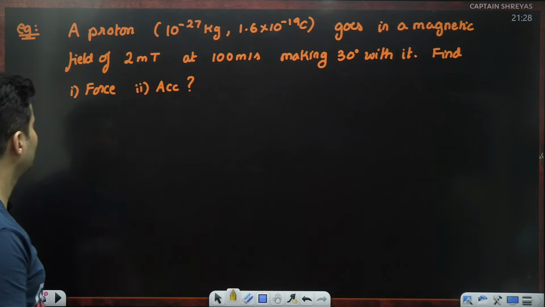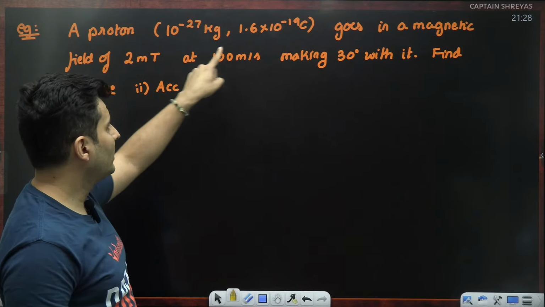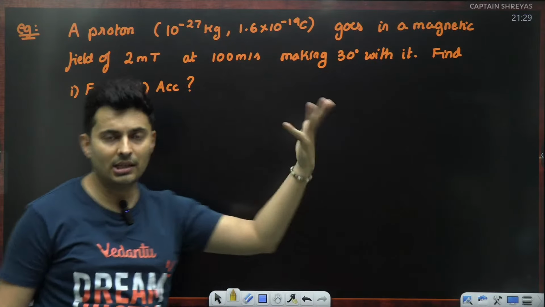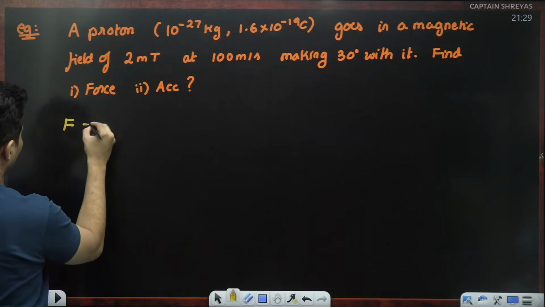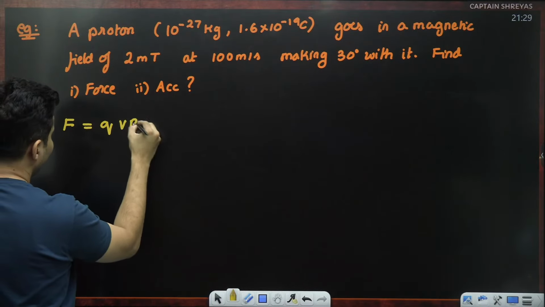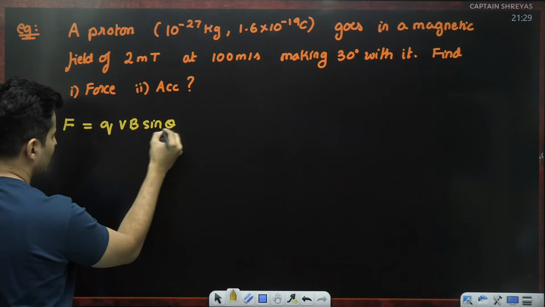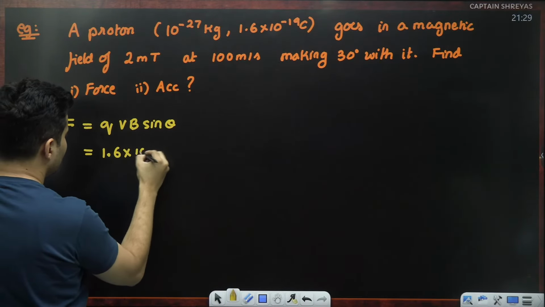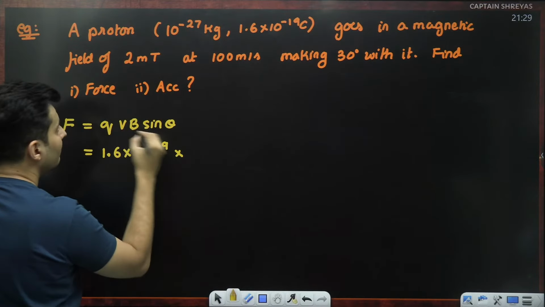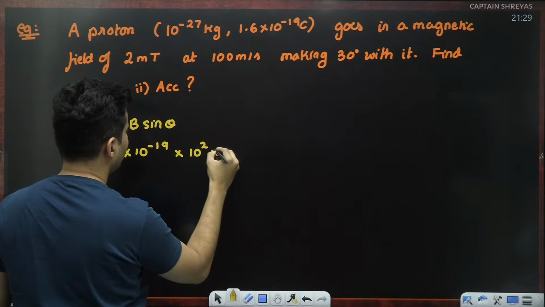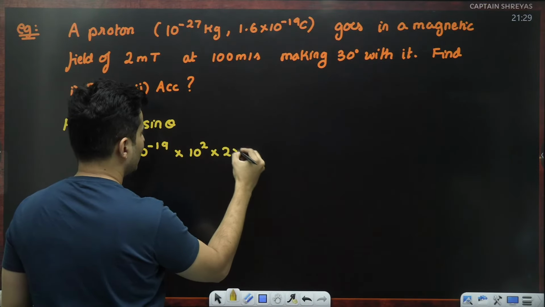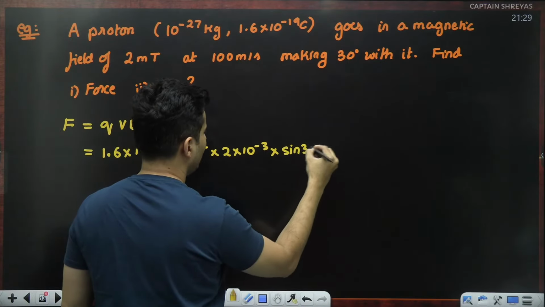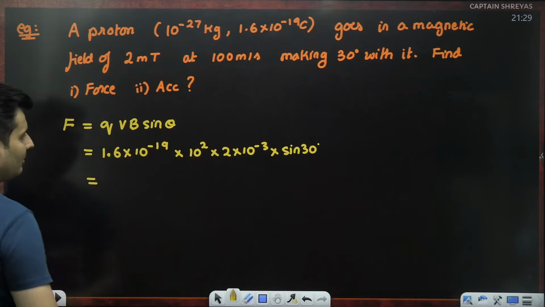Let's try to solve this. I know the field, I know the speed, I know the angle, I know the charge. Q, V, B, sine theta, I need all these things. So to find the force is a straightforward task. Q, V, B into sine theta, because cross product means sine of the angle between those two things. Charge is 1.6 times 10 to the power minus 19. Velocity is 100, so 10 to the power 2. Magnetic field is 2 times 10 to the power minus 3. Sine theta means sine of 30 degrees. So let's see what it comes out to be.